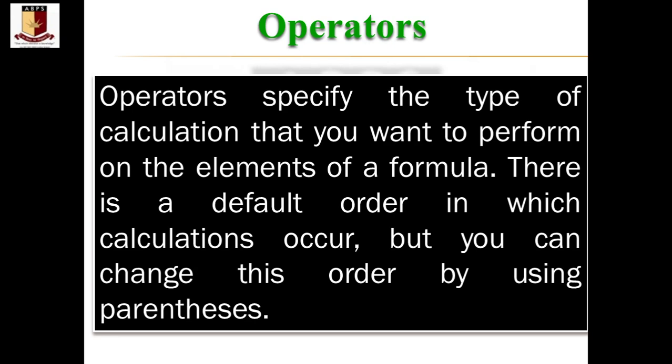So how can we define it? The operators specify the type of calculation that you want to perform on the elements of a formula. There is a default order in which calculation occurs, but you can change this order by using parentheses. If you remember, I told you about BODMAS rule, just like your algebra. But through parentheses, you can change this order also. I'll show you how you can do that.